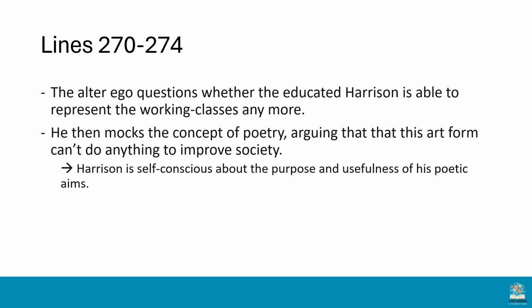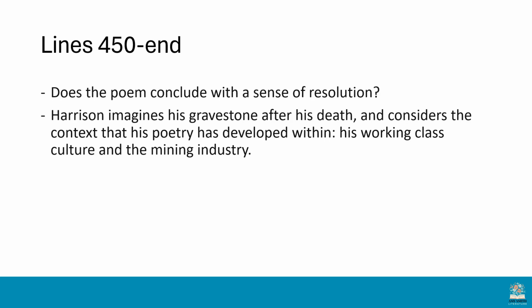Jumping on a bit then, the alter ego questions whether the educated Harrison is able to represent the working classes anymore. This stands as a really good section to look at in detail, especially if you're doing the AQA A-level in protest. This particular stanza would be one to highlight and pick out. And the alter ego mocks the concept of poetry completely. He argues that this art form can't do anything to improve society. It is futile, it is a waste of time. So we're building on that theme of Harrison's self-consciousness about the purpose, the usefulness of his poetic aims.